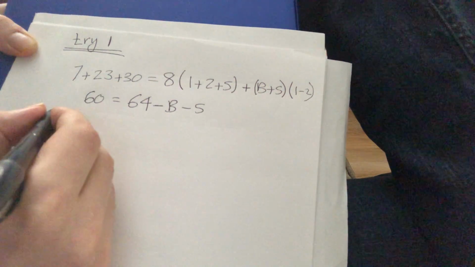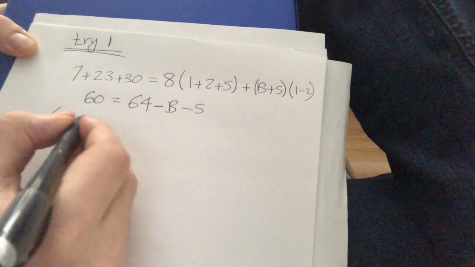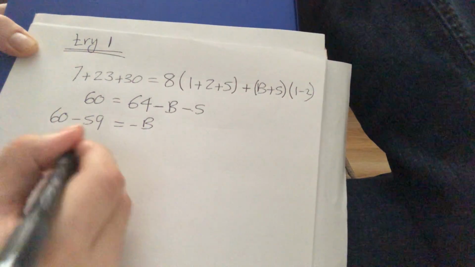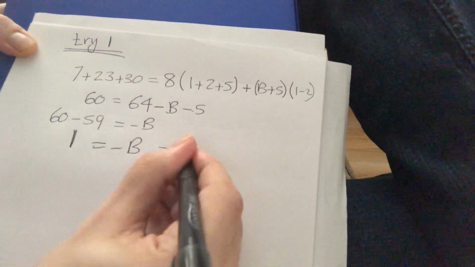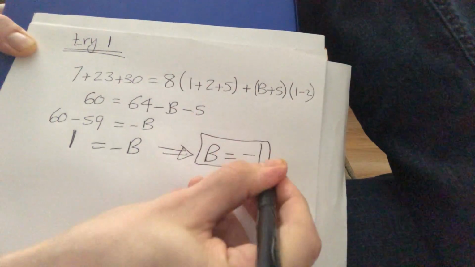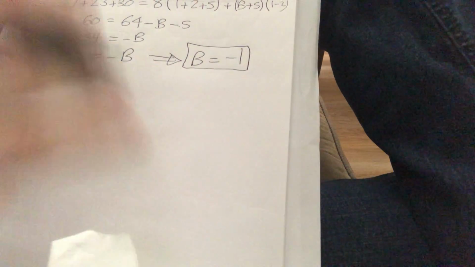You bring it over. 59, sorry. That's 1. That means b is minus 1. And if you look at the answer, that's the same answer we got when we did it comparing coefficients.